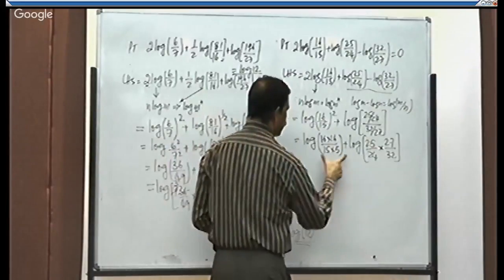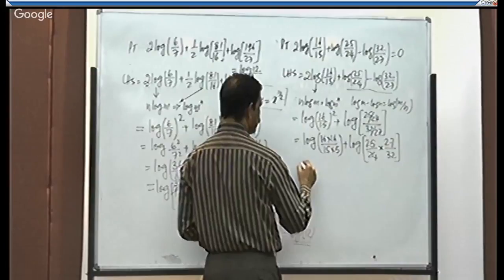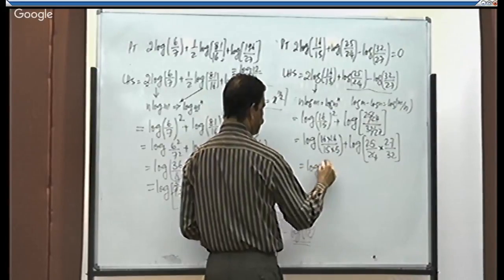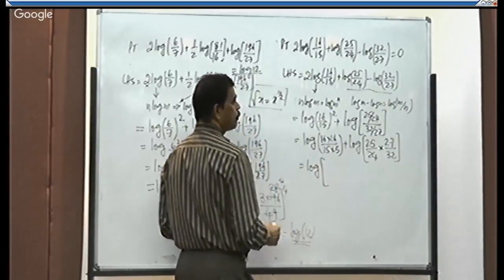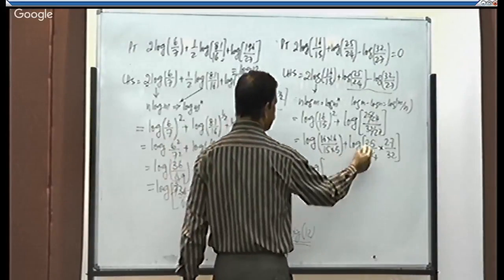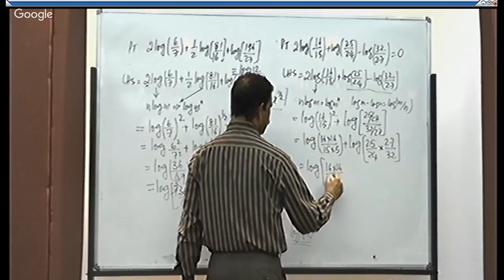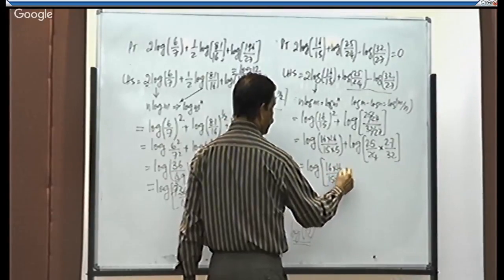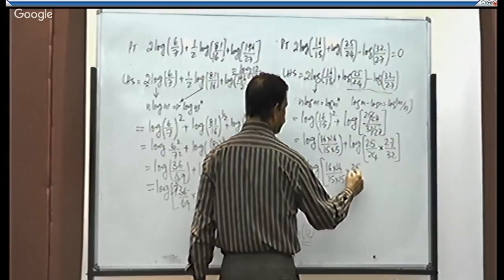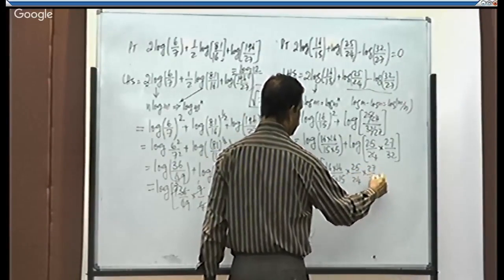See the step, it is of what form? Log m plus log n. Log m plus log n is equal to what? Log of m into n, correct? Log m plus log n is equal to log of, into 25 by 24 into 27 by 32.